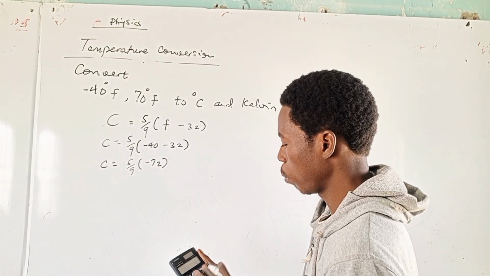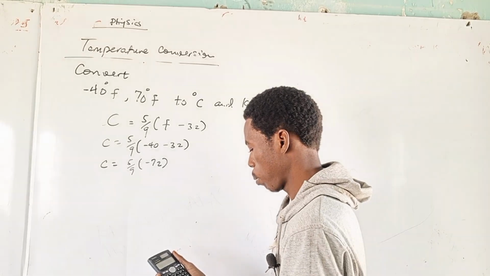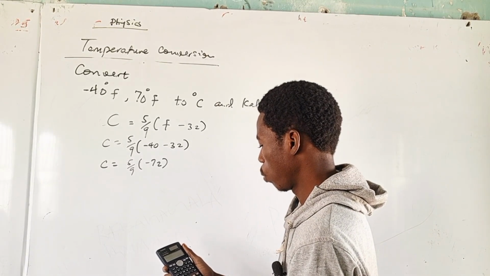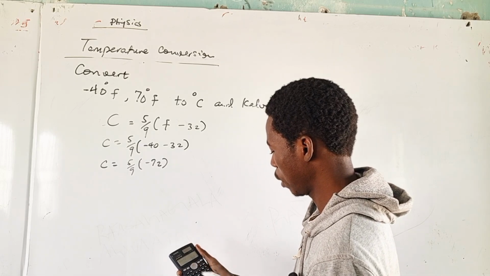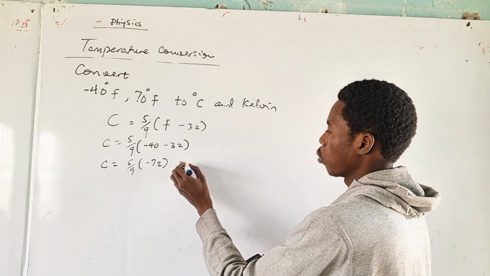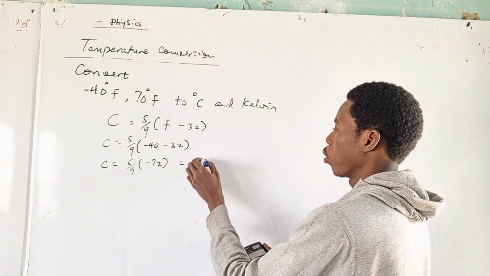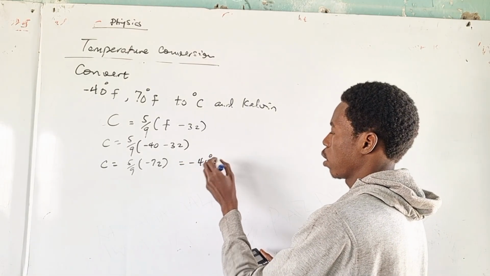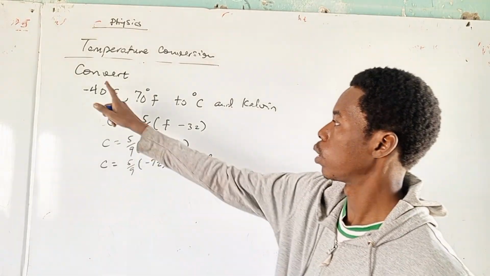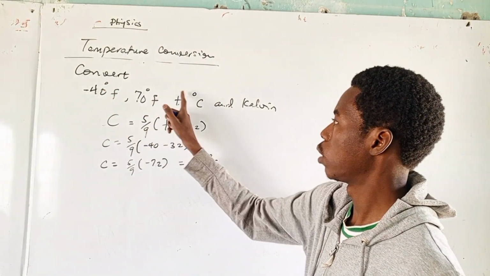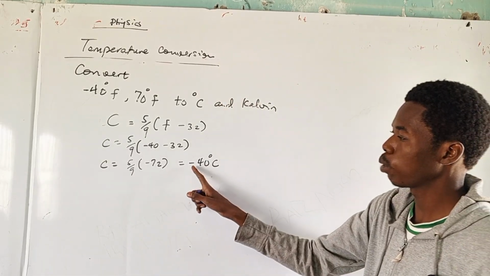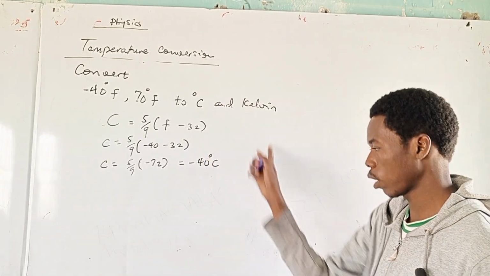So now let me press my calculator. 5 times minus 72 will give us 360, divided by 9 will give you equals minus 40 degree centigrade. Now I have converted from degree Fahrenheit to degree centigrade and Kelvin. So now let me convert this minus 40 degree centigrade to Kelvin.